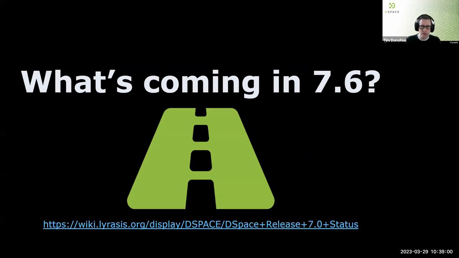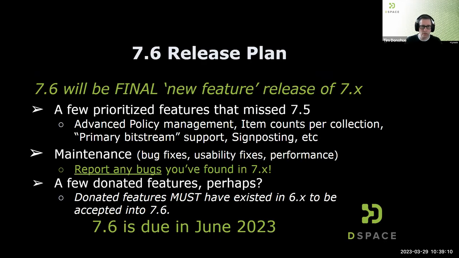So I do want to briefly close here with a couple notes on 7.6 coming soon, as well as what's coming in 8. And then we'll open things up for the questions. As I mentioned, 7.6 is going to be the final release that has new features in 7.x. So there will be additional releases after 7.6 that will have bug fixes, improvements, and minor tweaks, things like that, security fixes, anything of that nature, but they will all be bug fix oriented. So this is the last release that will contain new features.